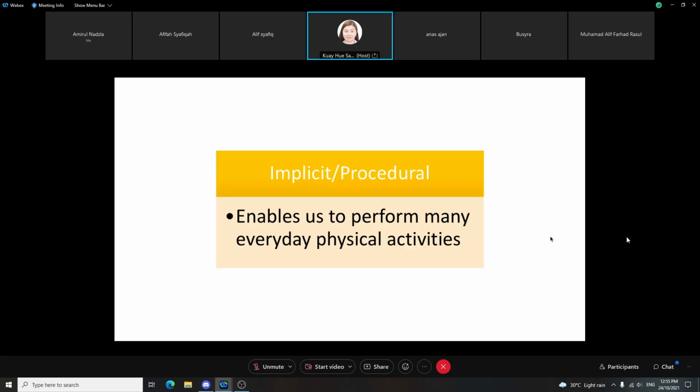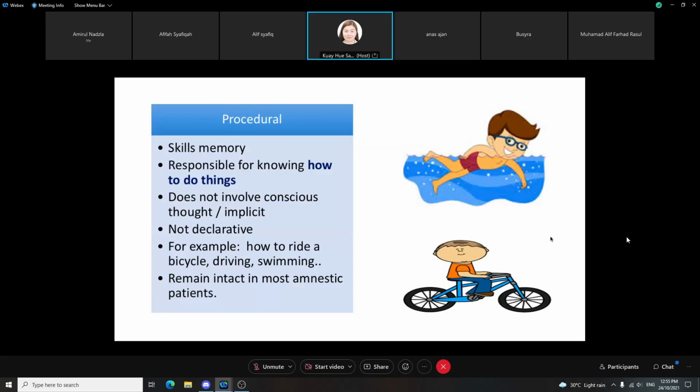On the other hand, what we call unconscious memory, or implicit or procedural memory, enables us to perform many everyday physical activities. For instance, as I said just now, can you ride your bike unconsciously? Of course, you can't do that. But you have learned it, so you don't have to consciously think about how to ride a bike, unless it's your first time. Then you have to be conscious to navigate yourself around, handle the handlebar of the bicycle and make sure you don't fall, for instance.